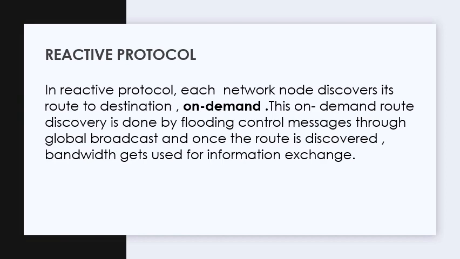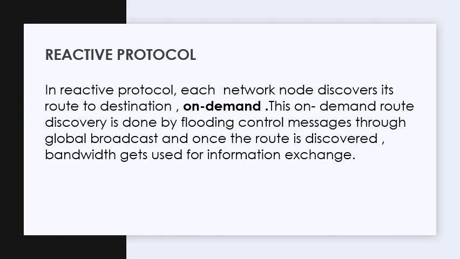While in reactive protocol, each network node discovers its route to the destination on demand. So a reactive network is on demand. And in this, no node maintains a routing table and it obtains a necessary path when it is required. This on-demand route discovery is done by flooding control messages through global broadcast, and once the route is discovered, bandwidth gets used for information exchange.